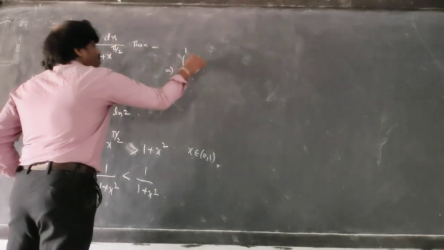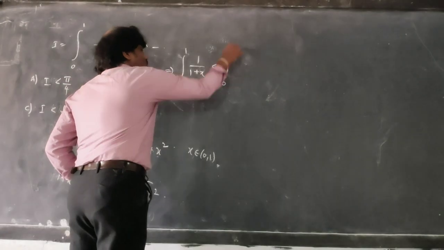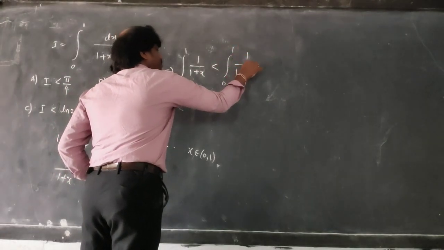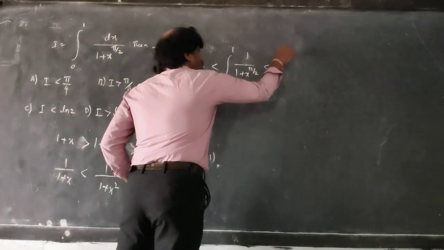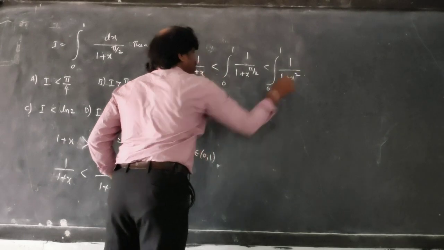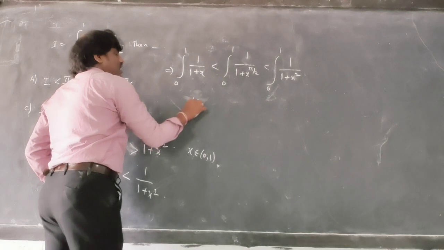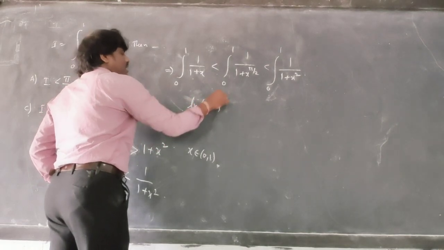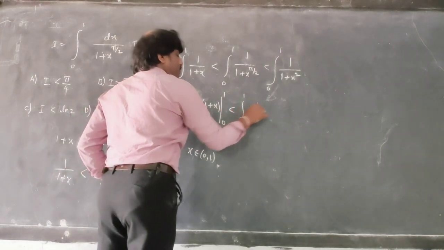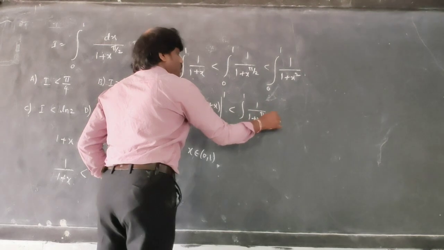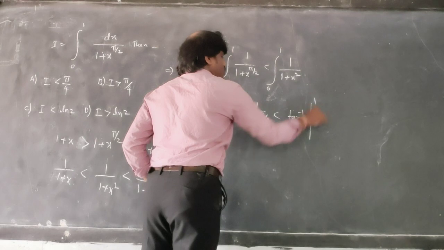Now in the second step, use the integration of this. The integral from 0 to 1 of 1 upon 1 plus x. The sign will not be changed. The integral from 0 to 1 of 1 upon 1 plus x power pi by 2 is less than the integral from 0 to 1 of 1 upon 1 plus x square. This value is ln of 1 plus x, with limits 1 and 0 substituted. And the integration of 1 upon 1 plus x square is tan inverse x, where we substitute 1 and 0.